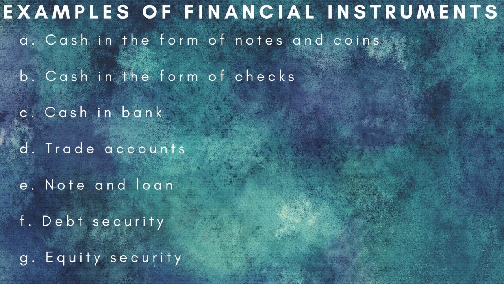So this is a financial asset of the holder or bearer and a financial liability of the issuing government. The next one is cash in the form of checks. So this is a financial asset of the payee and a financial liability naman dun sa drawer o yung nag-issue ng cheque. Yung pangatlo is cash in bank. So this is a financial asset of the depositor and a financial liability of the depositary bank.